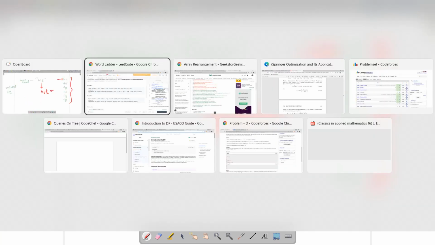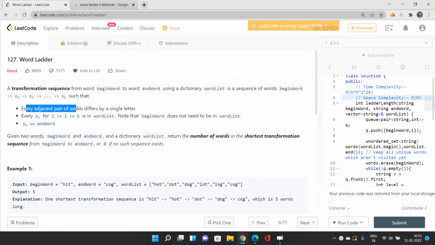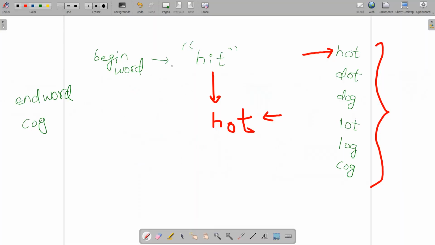So if you look at the conditions, every adjacent pair of words must differ by a single letter. If you look, H and H are matching, I and O are not matching, so the number of characters not matching becomes 1. And T and T are matching, so the number of differing characters is exactly 1. And the hot string is present in the dictionary, so we can go from hit to hot.